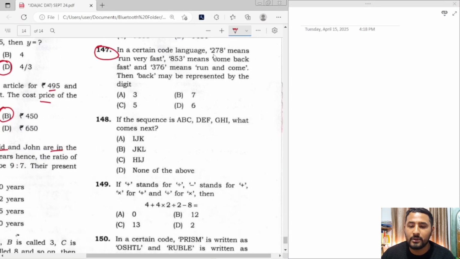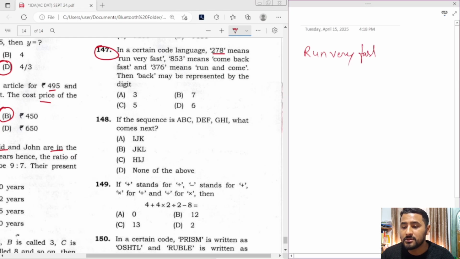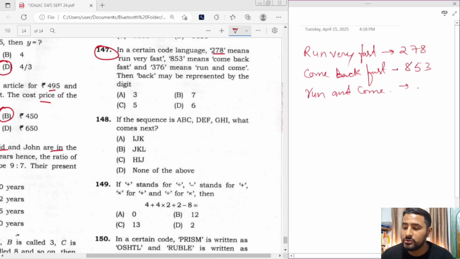147. In a certain code language, 278 means run very fast. This is coding. Okay, run very fast is coded as 278. Then 853 means come back fast. And then run and come is 376. See how we'll take out the code now.